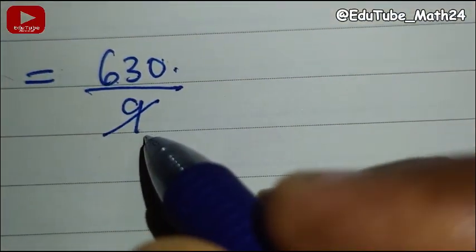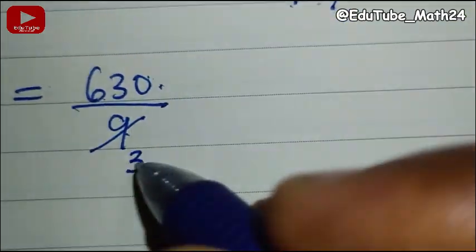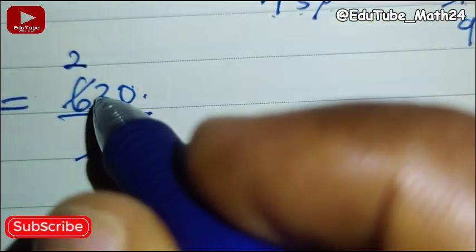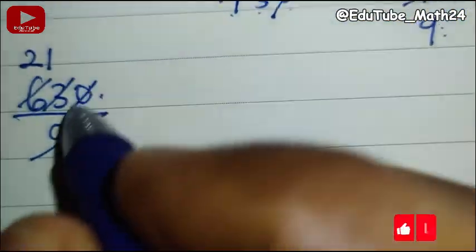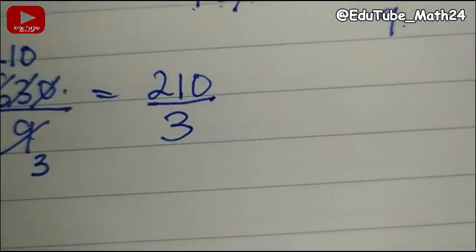So 3 in 9, I'm going to have 3. Now, I've reduced 9 to 3. Then I'm going to use the same 3, which is the common factor, to divide 630. So 3 in 6, I will have 2 without any remainder. And then 3 in 3, I will have 1 without any remainder. And then 3 in 0, of course, will give me 0. So I have 210 over 3.